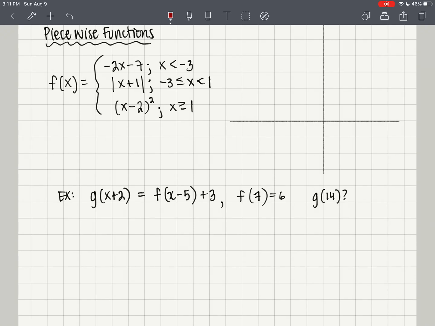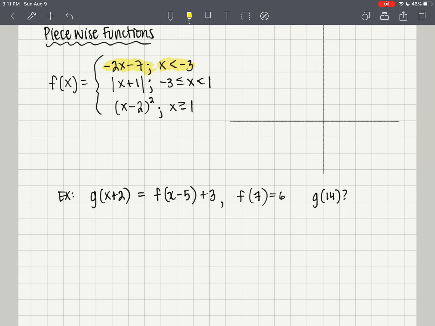Okay, let's talk piecewise functions. A piecewise function takes a number of functions and puts them together with limited domains. So what I like to do is see how many functions I'm talking about. This piecewise function has 3 different pieces. So it has negative 2x minus 7 when x is less than negative 3.